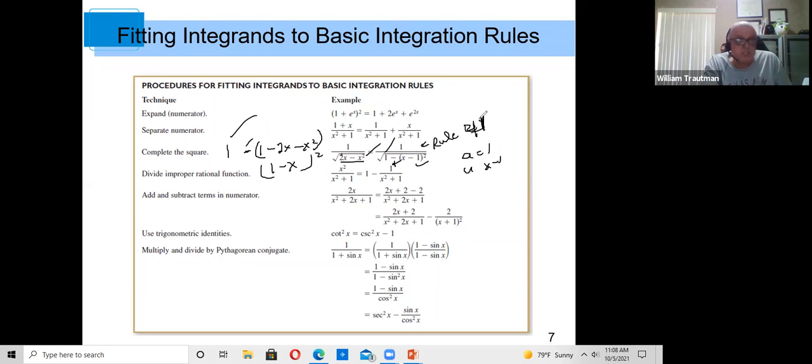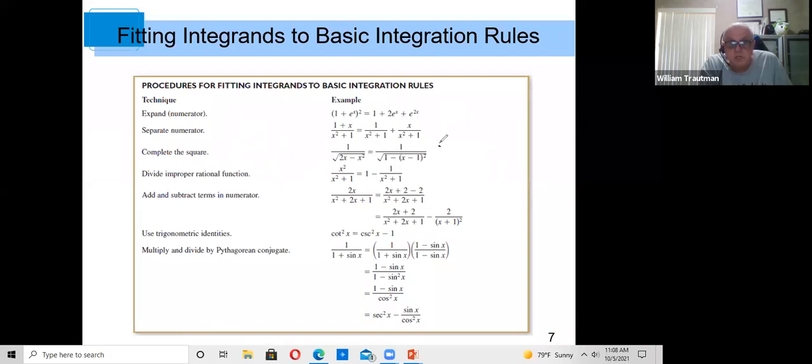my formula sheet. A squared, this is A squared, and this is U squared, and there's a minus between them in a square root. So this would be rule 41 to integrate it if you look at all your sheets. And then keep on dividing.